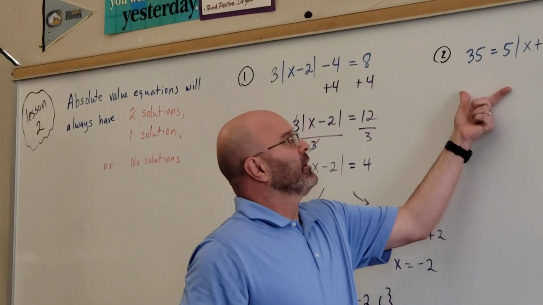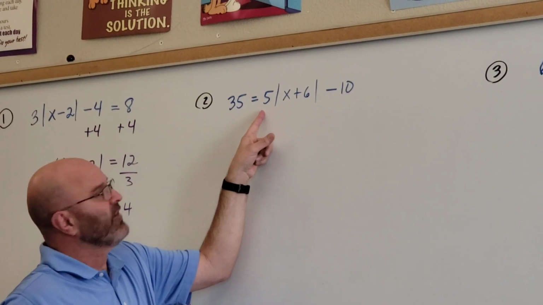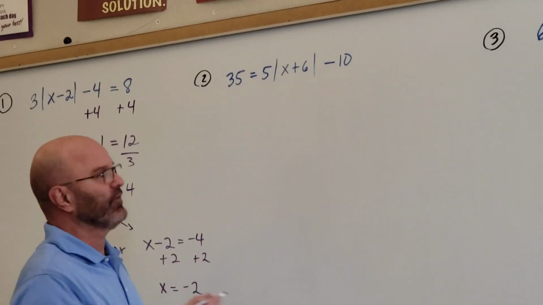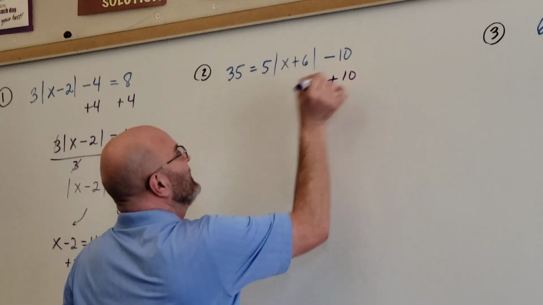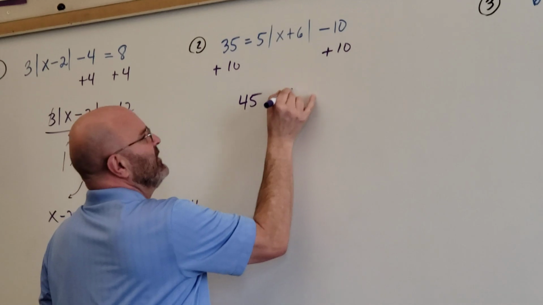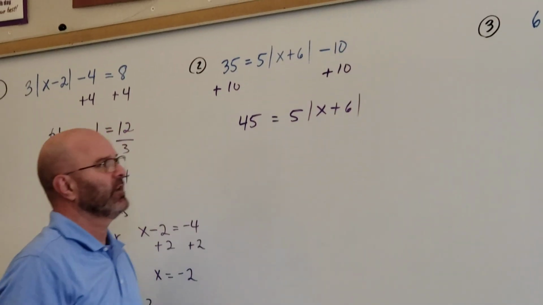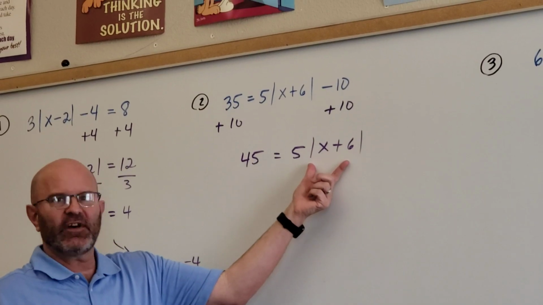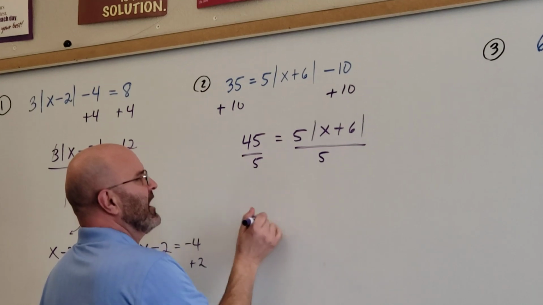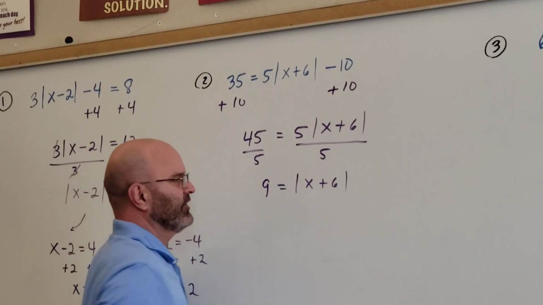Example 2. I need to get the absolute value by itself again. Don't divide by 5 as your first step. We're going to add 10 to both sides as our first step. So adding 10 works beautifully. We now have 45 equals 5 times the absolute value of x plus 6. To get that absolute value by itself, divide by 5. Now we have the equation 9 equals the absolute value of x plus 6.